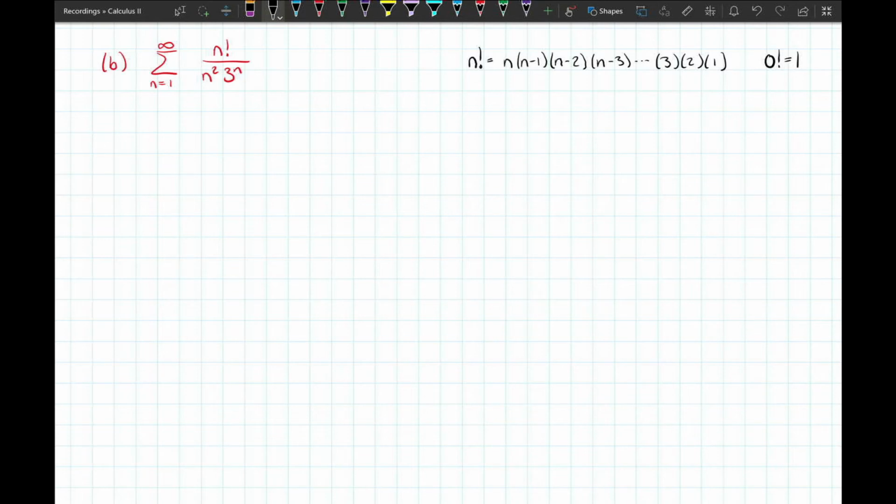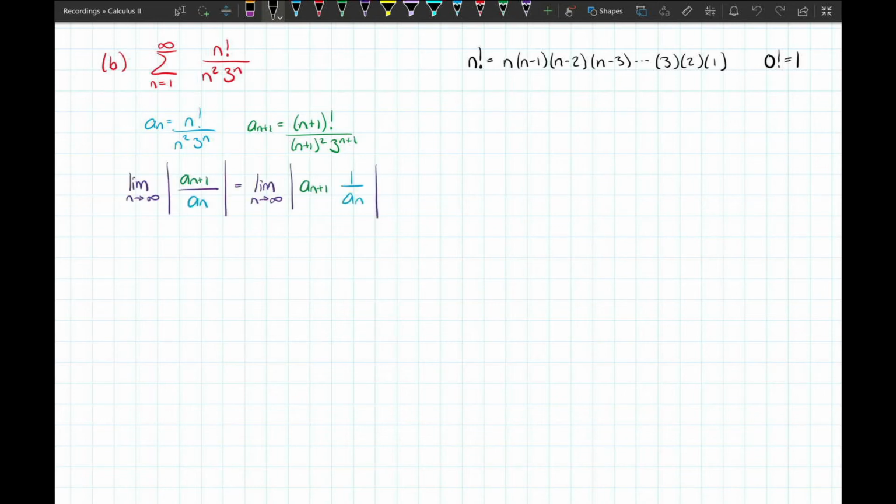Once again, for the ratio test, we are given our a_n. That's the expression in the series, n factorial over n squared times 3 to the n. We can get an expression for a_(n+1) by replacing all of the n's with n plus 1. That will be the next term in the series. That gives us n plus 1 factorial. Now, similar to the last example, instead of finding the ratio of a_(n+1) over a_n, it might be better to look at the product of a_(n+1) times the reciprocal, 1 over a_n. Multiplying by that reciprocal, hopefully we can start to simplify.